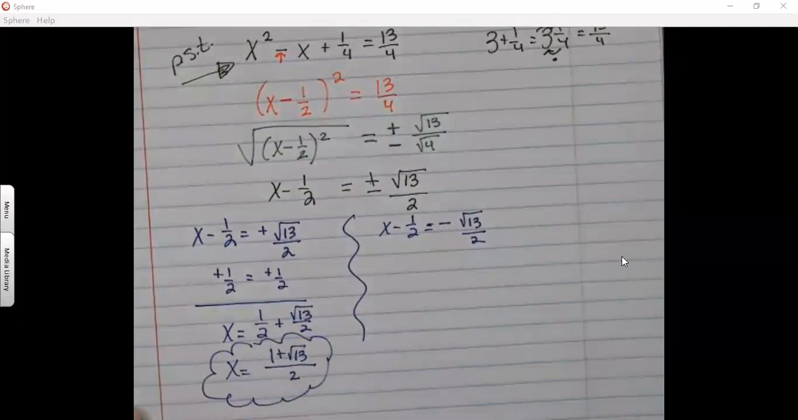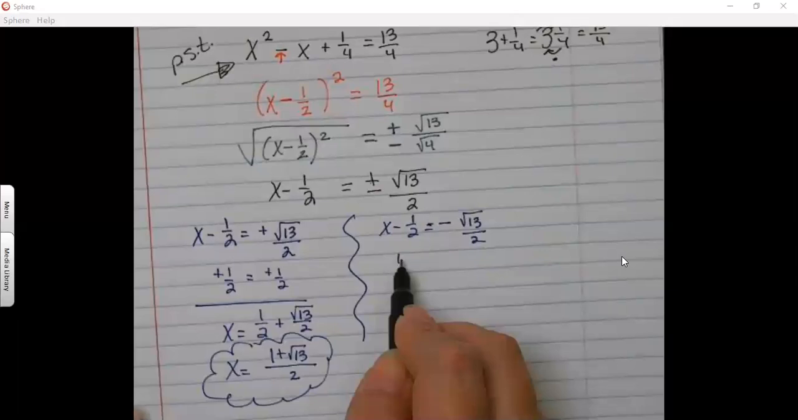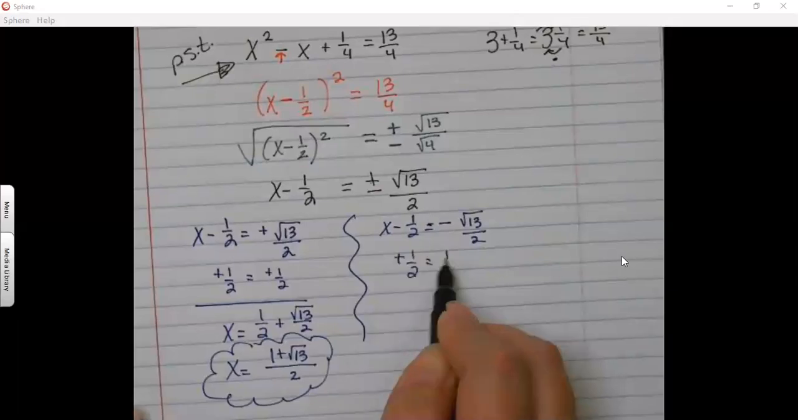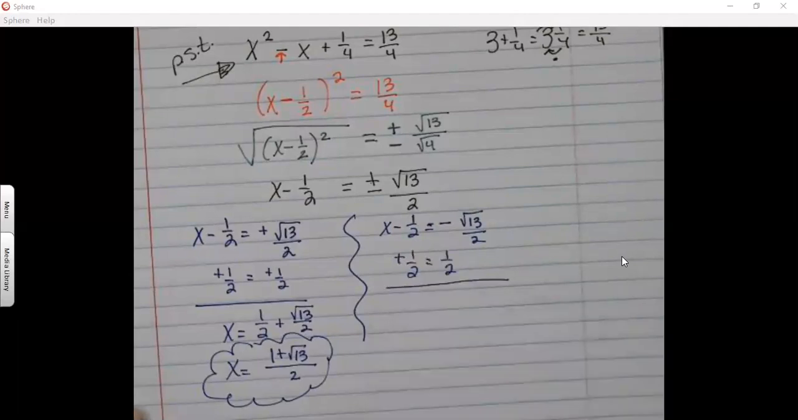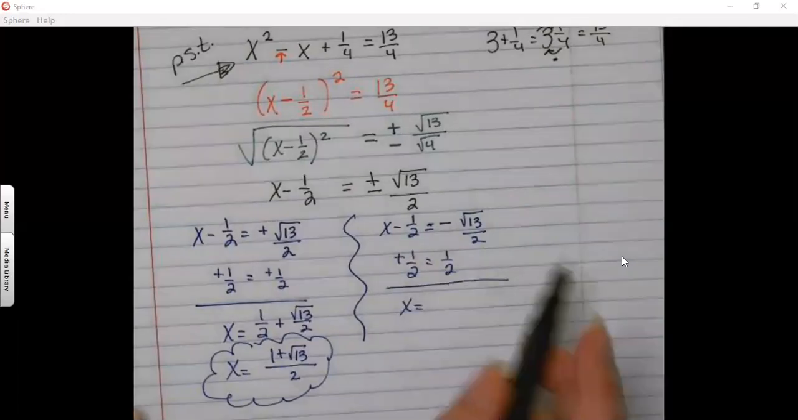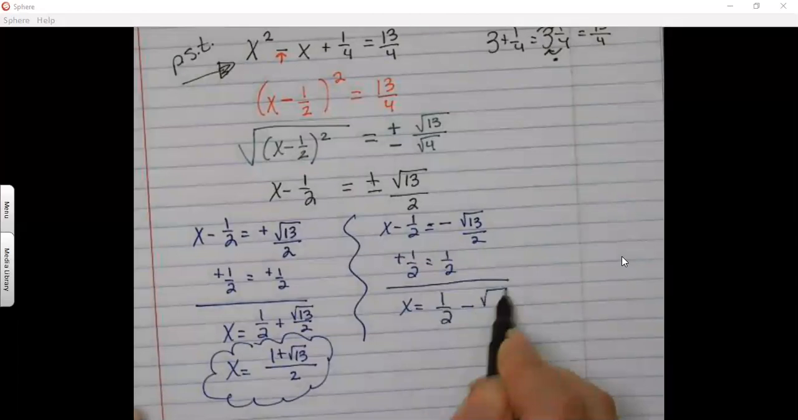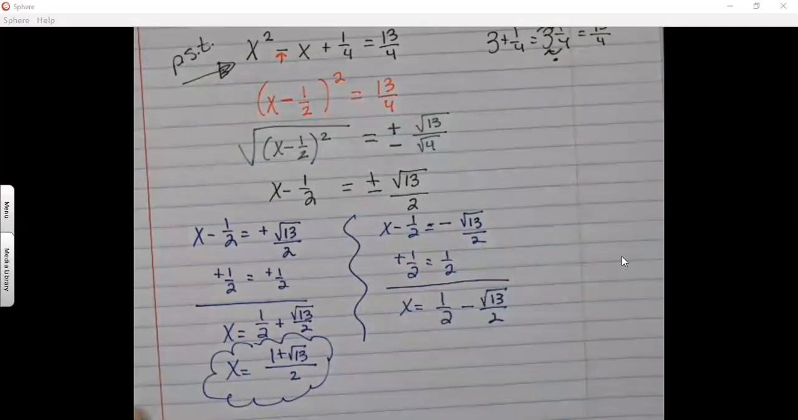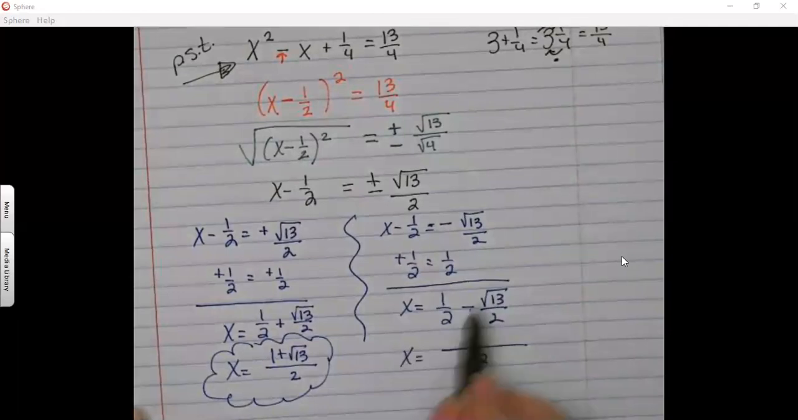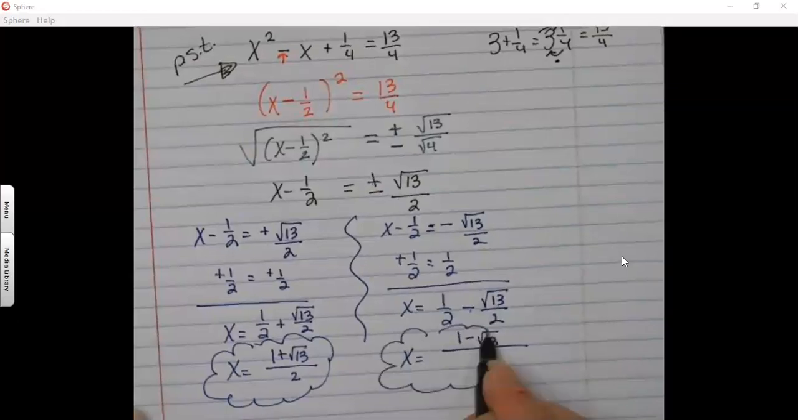On the other side, I'll add 1/2 to both sides, just like I did in the previous one. And I get x equals, these are not like terms, I cannot combine them, 1/2 minus the square root of 13 divided by 2. 2 separate fractions, the denominator is the same, so I can write it as one fraction. The whole fraction is over 2. The numerator is 1 minus square root of 13. That's your answers.